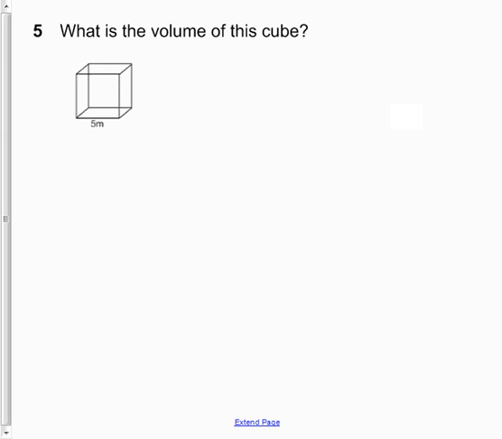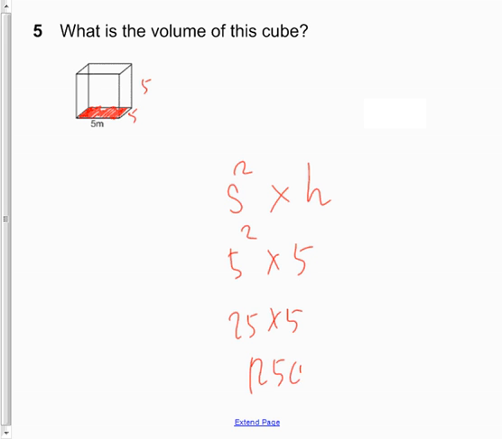Question 5, what is the volume of this cube? Our formula, area of the base times the height of the prism. Since the base of a cube is a square, we will use the formula side squared to represent the area of the base, times the height of the prism. Since all sides are equal in measure, 5 squared times 5 is 25 times 5, which is 125 meters cubed.